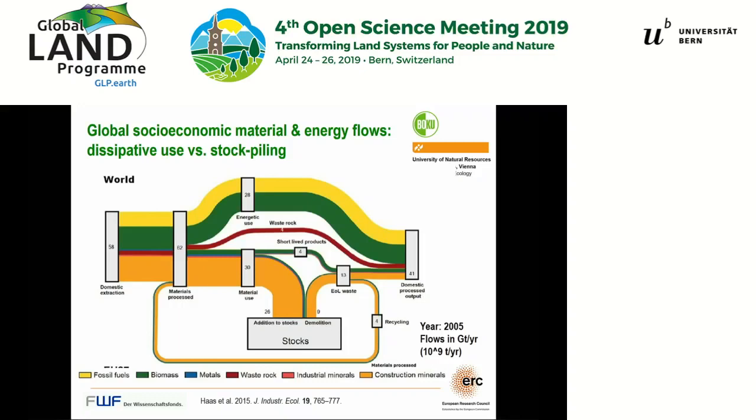And what you see here is this yellow one is fossil fuels. Of course, they are used dissipatively. The green one is biomass, and most of biomass is also used dissipatively. Only a small fraction goes into stocks, like paper that goes to libraries, or timber that goes to roof constructions or wood buildings. Most of it is used dissipatively, of course. More than half of it is animal feed, so it is by definition used dissipatively. Another part is human food, and there's also a lot of short-lived products.